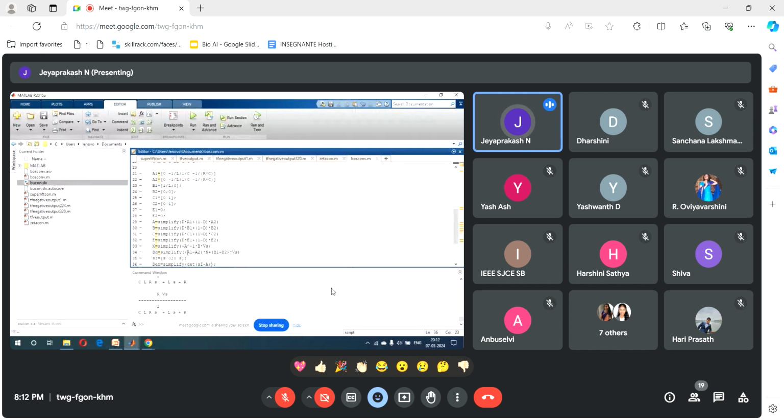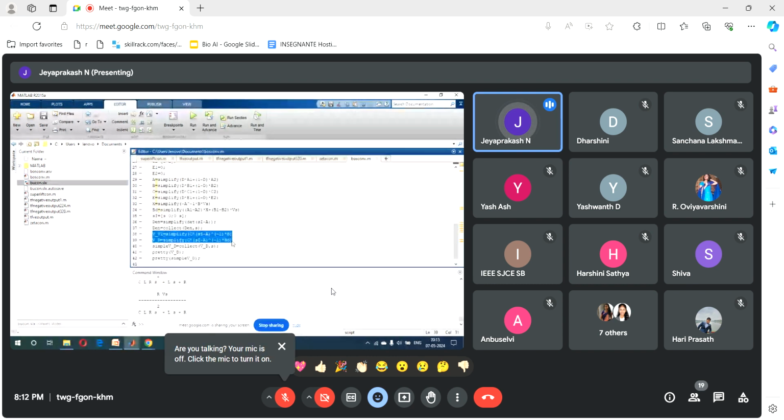So I am using A1 minus A2 into X. This is the formula to find the output versus duty cycle transfer function. I am adding these two and simplifying. These two lines are very important, as they decide the transfer function value. Now I am running this program.